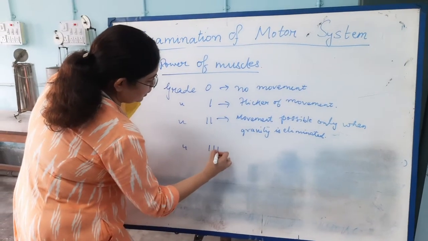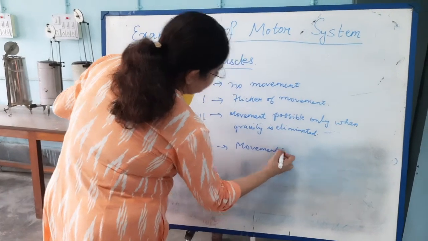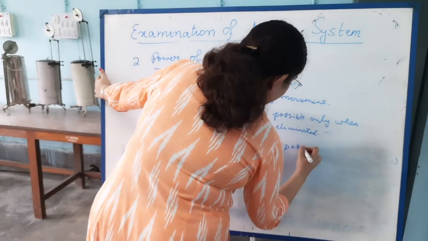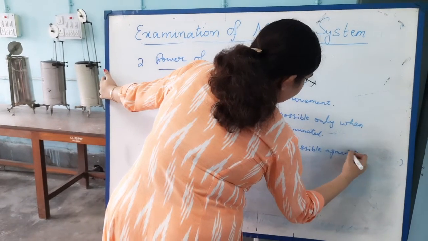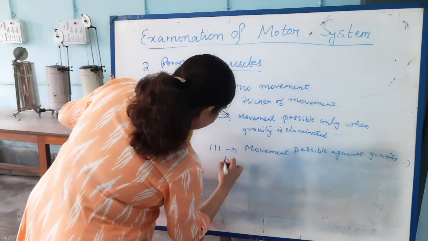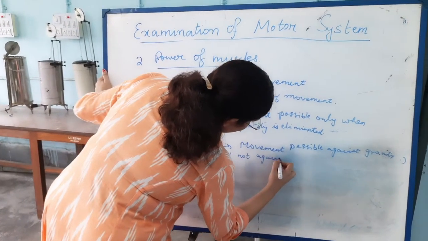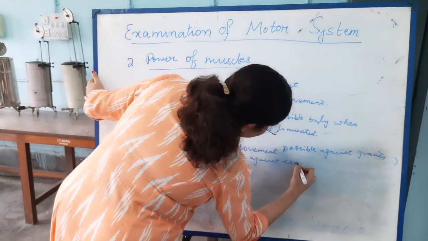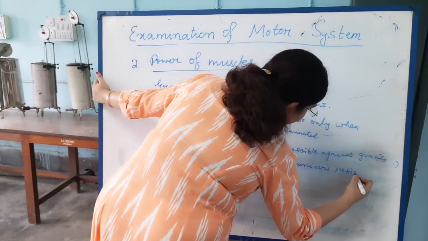Grade 3, movement possible against gravity but not against examiner's resistance.